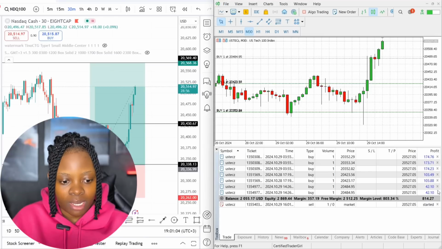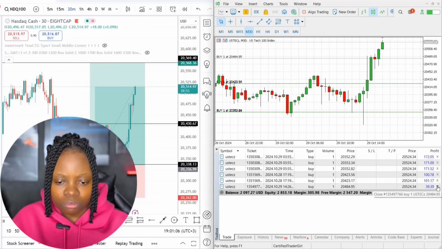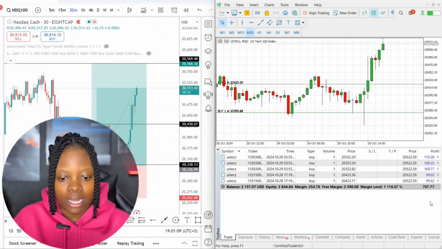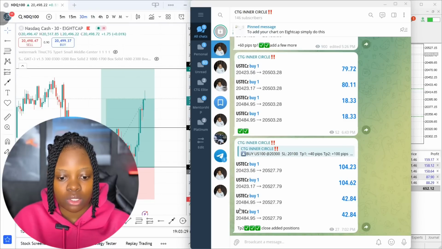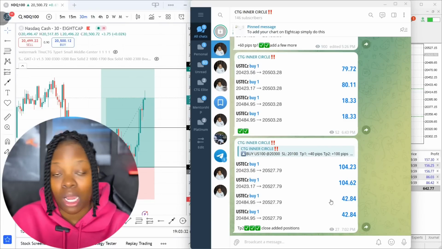I'm going to start by closing my trades. First one, the second one. Let me just close this right now and tell the inner circle to close the added positions. TP2, 100 pips, we've hit that.